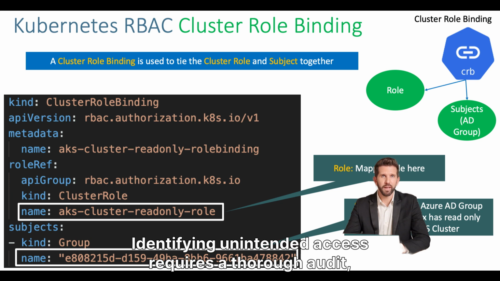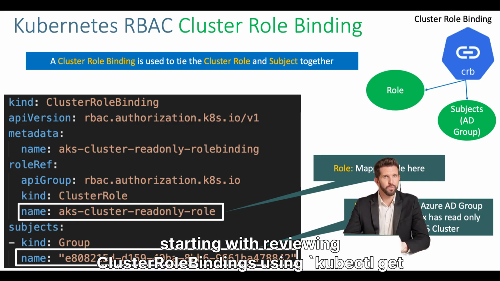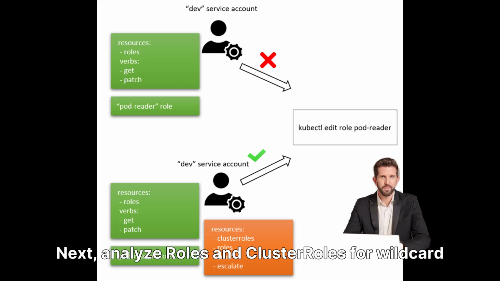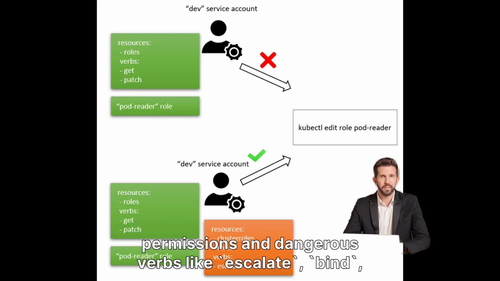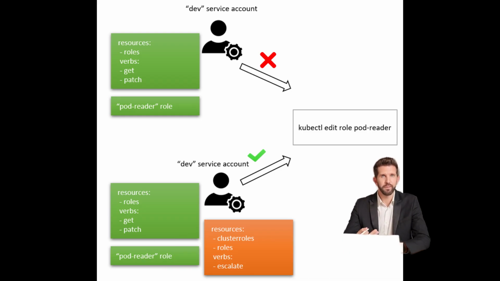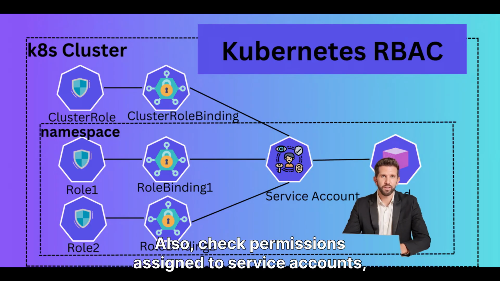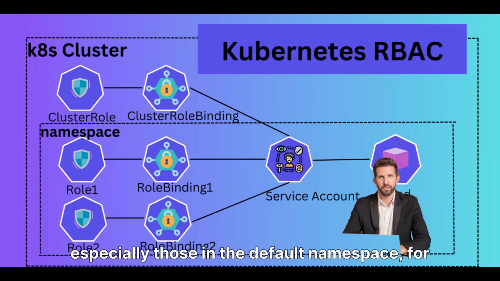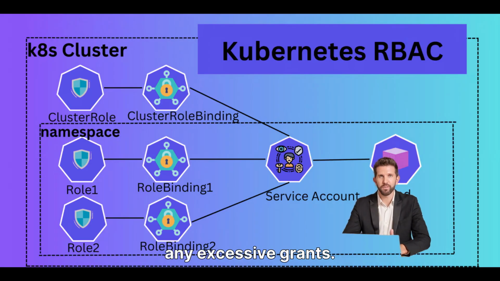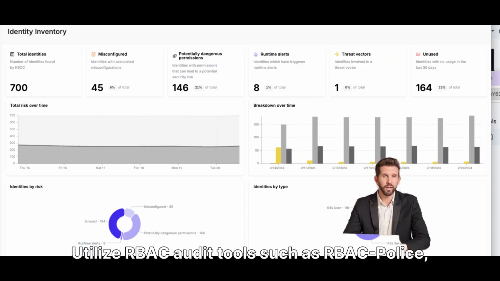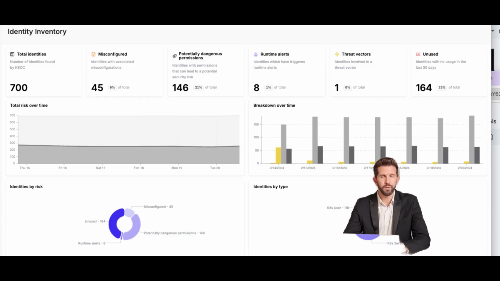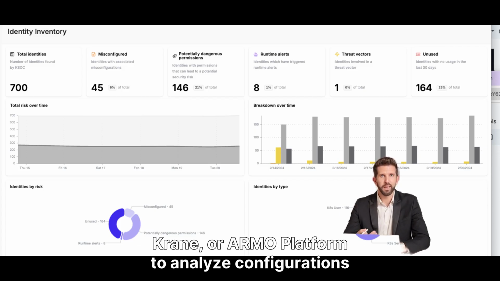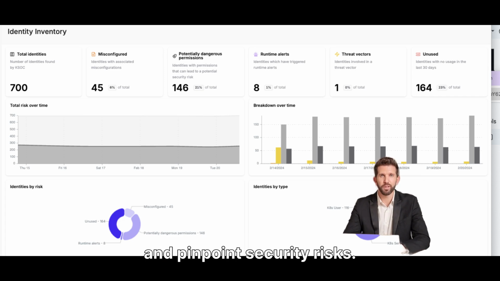Identifying unintended access requires a thorough audit, starting with reviewing cluster role bindings using kubectl get clusterrolebinding -A. Next, analyze roles and cluster roles for wildcard permissions and dangerous verbs like escalate, bind, and impersonate. Also, check permissions assigned to service accounts, especially those in the default namespace, for any excessive grants. Utilize RBAC audit tools such as RBAC Police, Crane, or ARMO Platform to analyze configurations and pinpoint security risks.